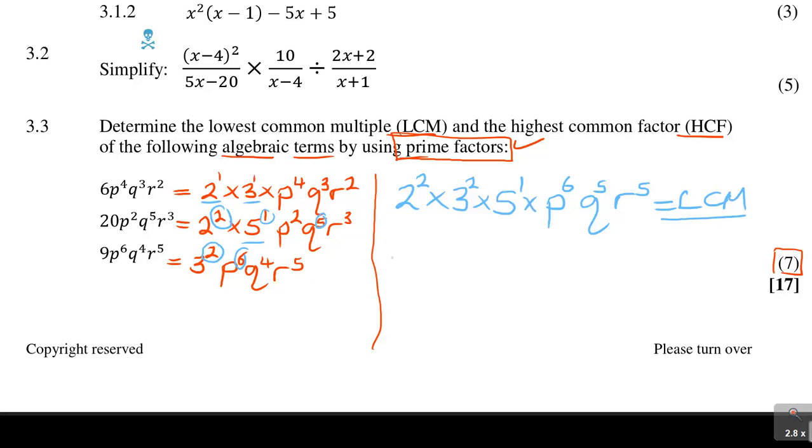Next one is your HCF. When they talk about the highest common factor, it's a different story. With the highest common factor, you are looking at the number or the letter which is appearing in all the three.